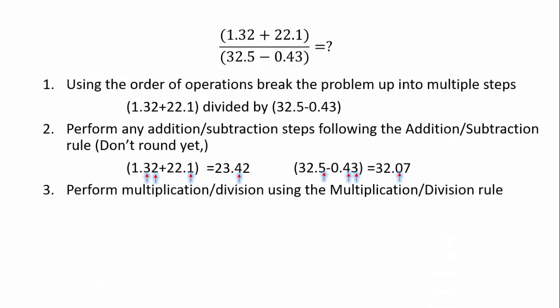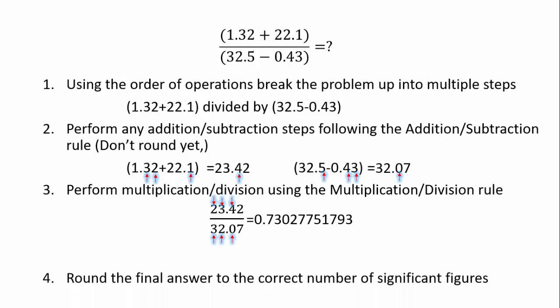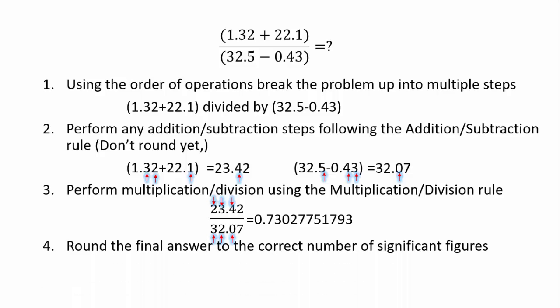Next, we perform any multiplication and division. So we do our division. We divide 23.42 by 32.07, remembering that we have 3 significant figures here and 3 significant figures here. Our final answer is going to be this large number. However, we must round using the correct number of significant figures. In this case, we need 3 significant figures. So our final answer is 0.730.